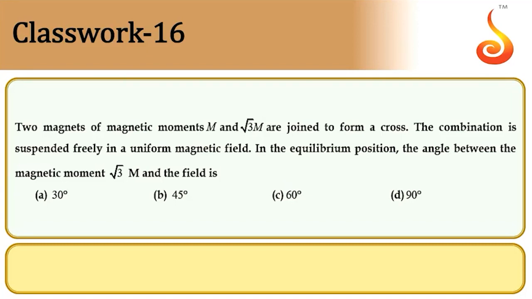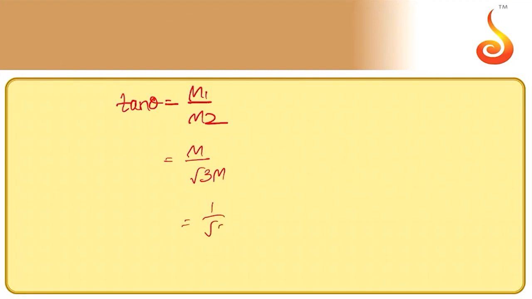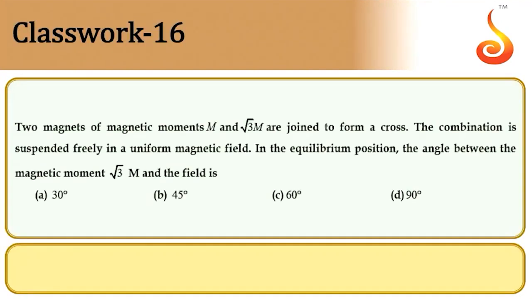Okay. So here tan theta is equal to m1 divided by m2. So this is equal to, what is that? m1 is m, and this is m2, which is root 3 m, so it is 1 by root 3. So what is our correct choice? This turns out to be theta is equal to 30.